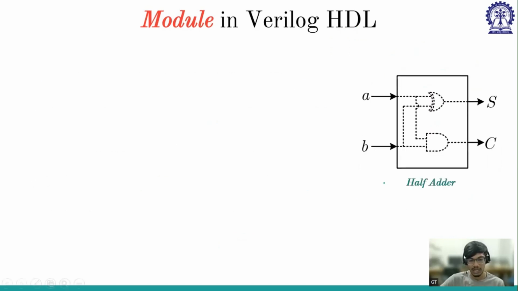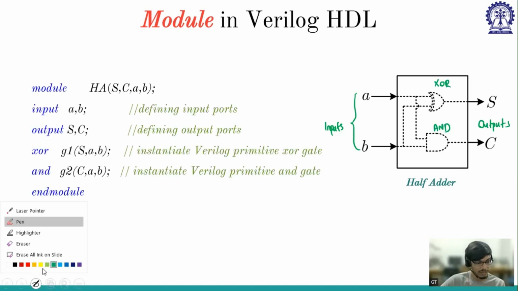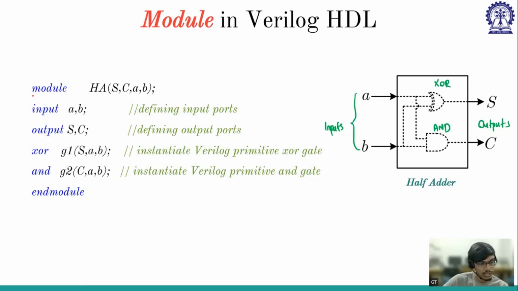Let us consider a very basic block, which is the half adder. I have 2 inputs, and there are 2 outputs. S is nothing but an XOR gate of A and B, and C is an AND gate of A and B. Sir has discussed this; I will quickly summarize. This is how to start a module and end a module.